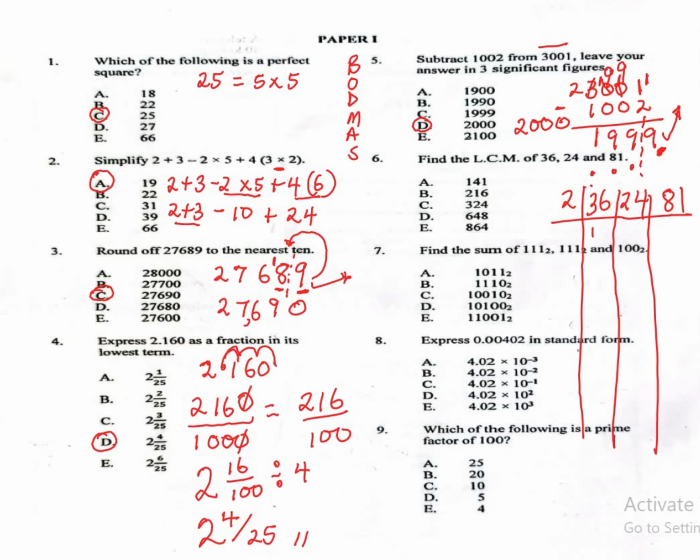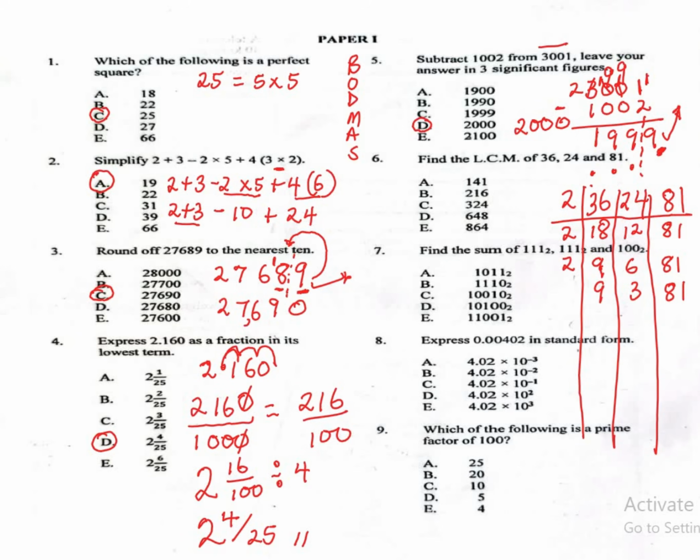2 into 36 is 18, into 24 is 12, into 81 is not possible. 2 is not done with its work. 2 into 18 is 9. 12 divided by 2 is 6. 81 divided by 2, not possible. Continue with 2. 9 divided by 2, not possible. 6 divided by 2 is 3. 81 divided by 2, not possible.